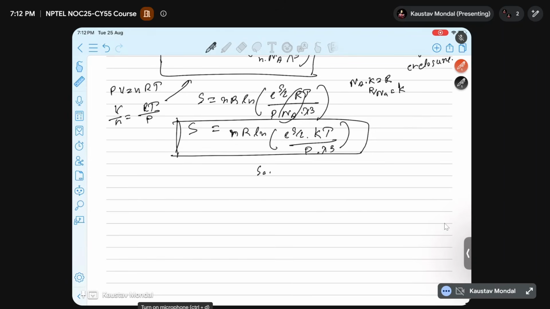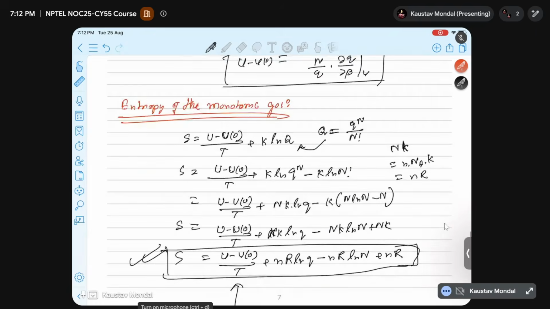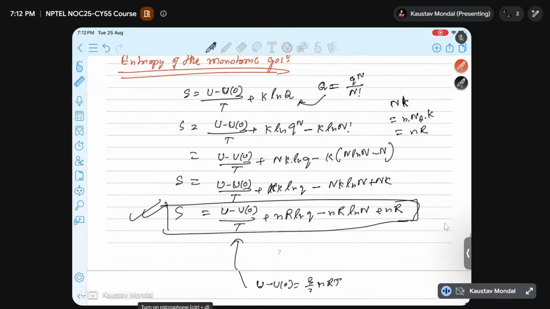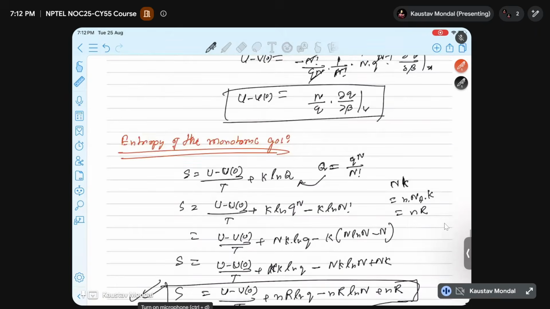This equation has a name: it is known as the Sackur-Tetrode equation. It's a very useful equation. Using this you can calculate the entropy of systems basically.